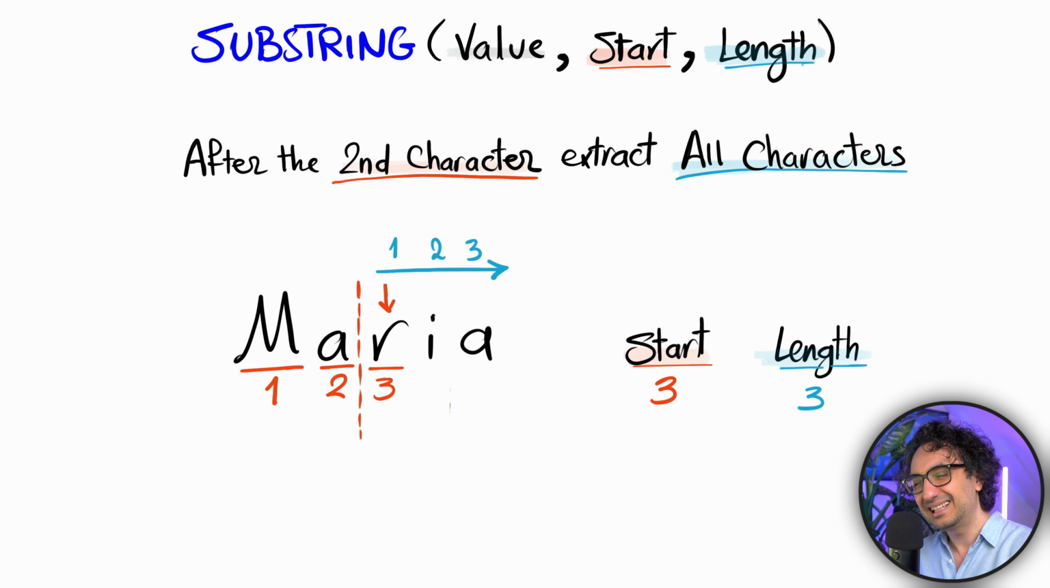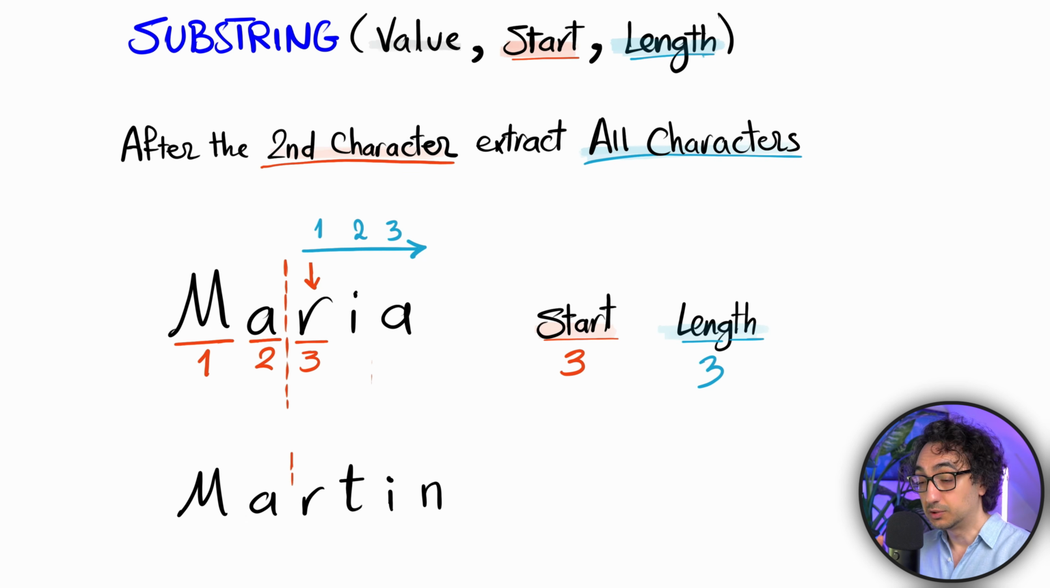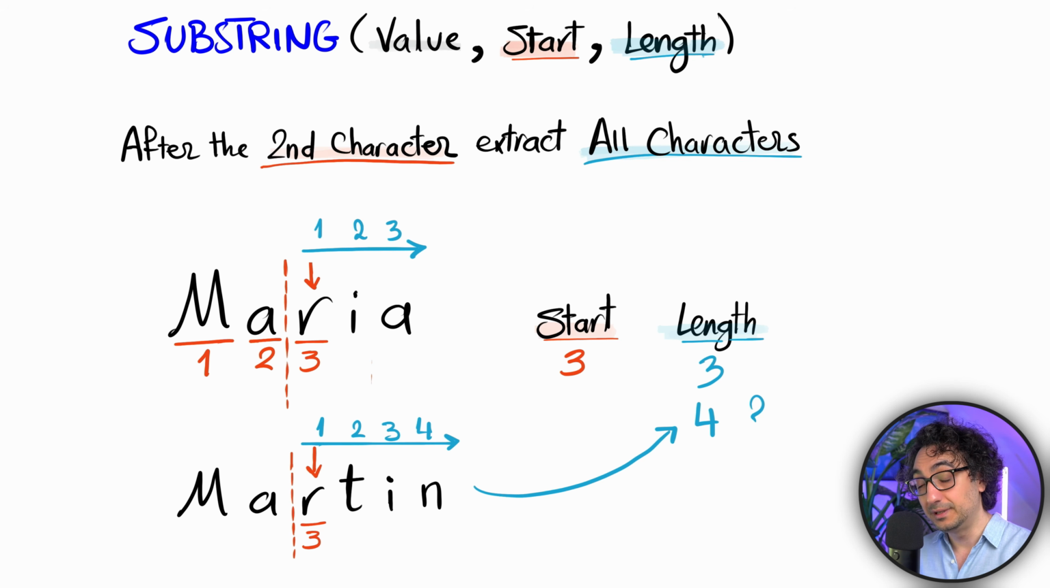But this is not really good, because let's have another value in the same column. So we have Martin. So the starting position is gonna be as well R, and now the length is gonna be different. So we have here 4 characters. So now the length is not anymore 3, it is 4. But you have to specify something at the end for SQL. You can go for 4, that's fine for Maria as well. But if you have a lot of values, it's gonna be really hard to specify exactly the correct length.